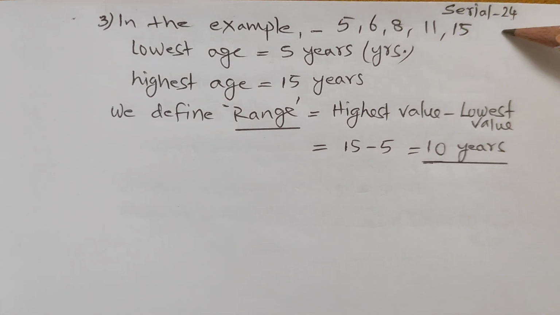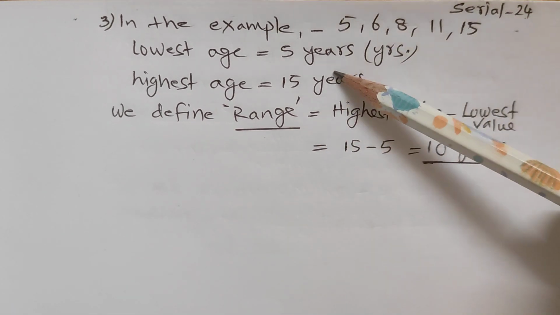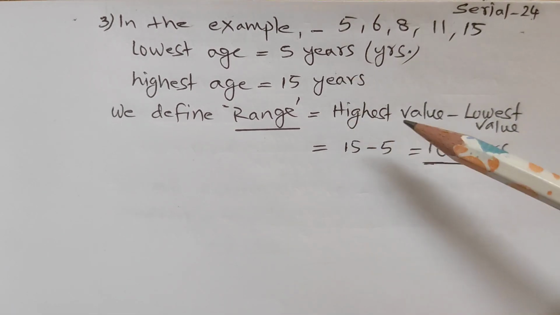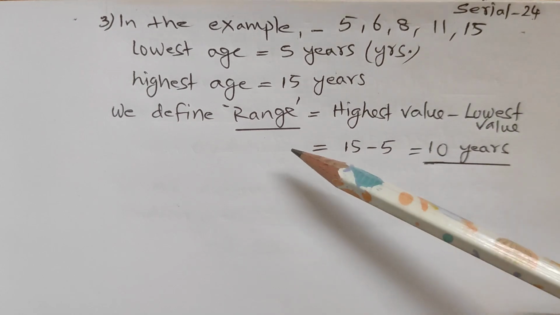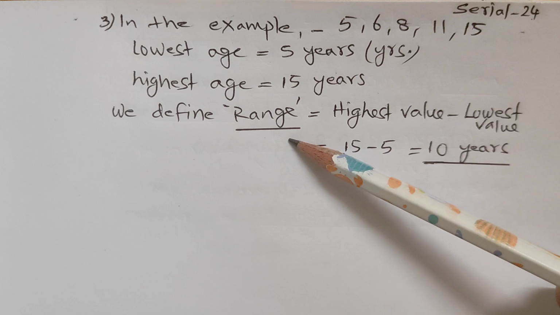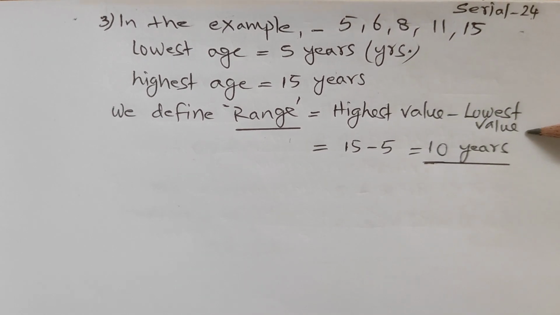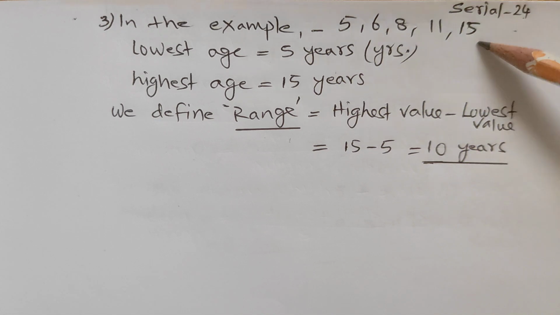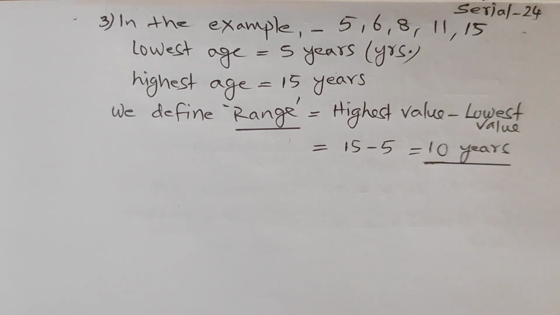Now in this example which we have just given, the lowest age is 5 years and the highest age is 15 years. We define range of the data as highest value minus lowest value. So 15 minus 5 is 10. So the range of this data is 10.